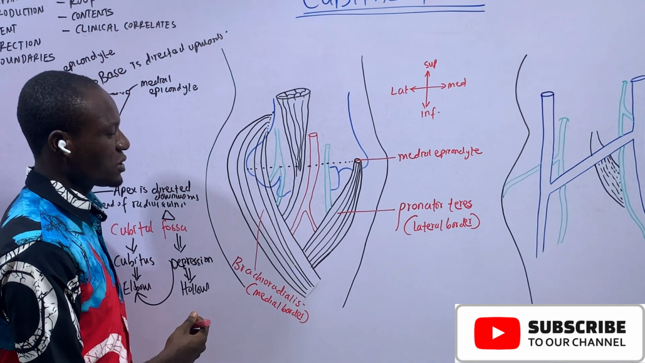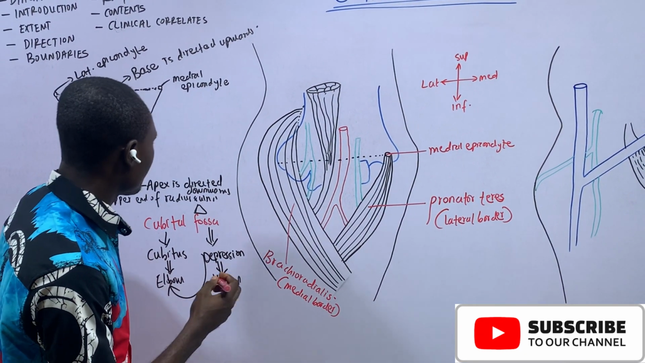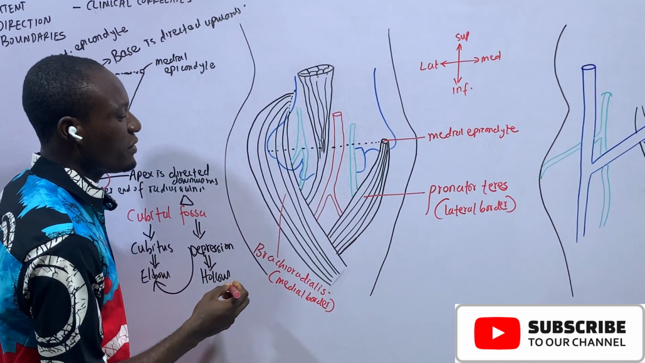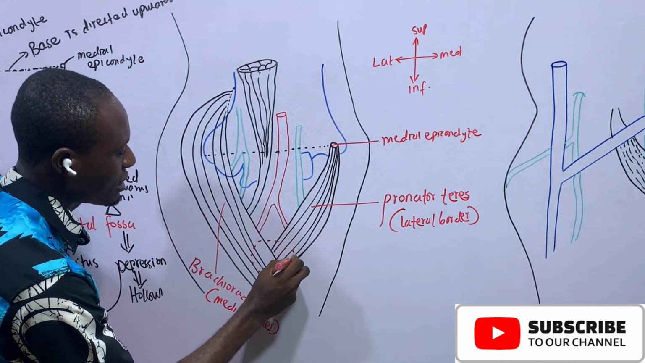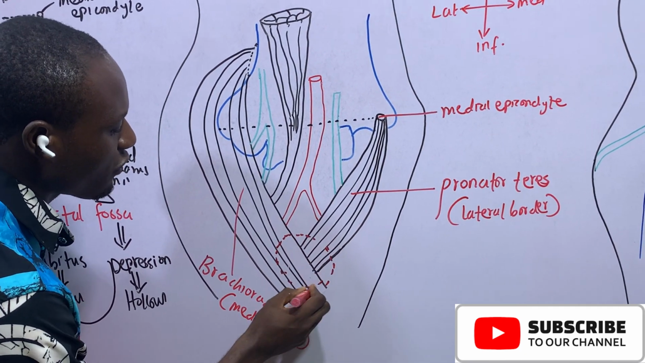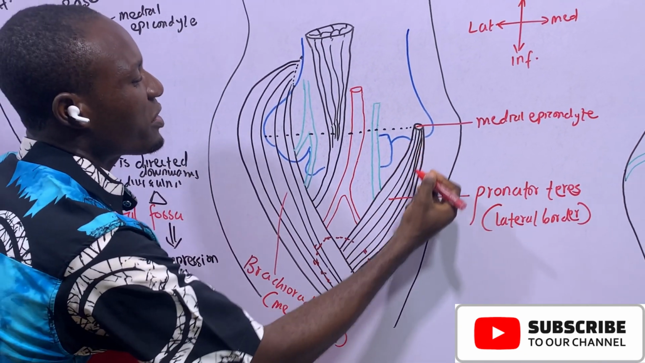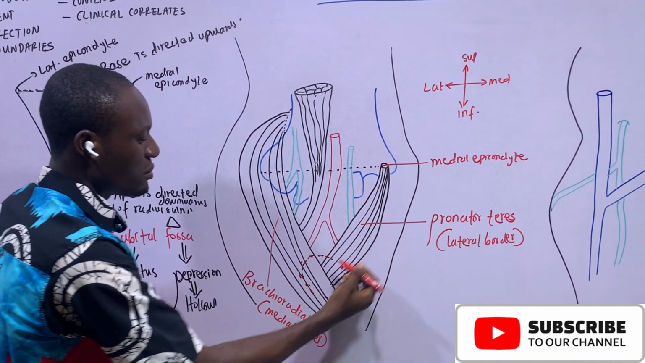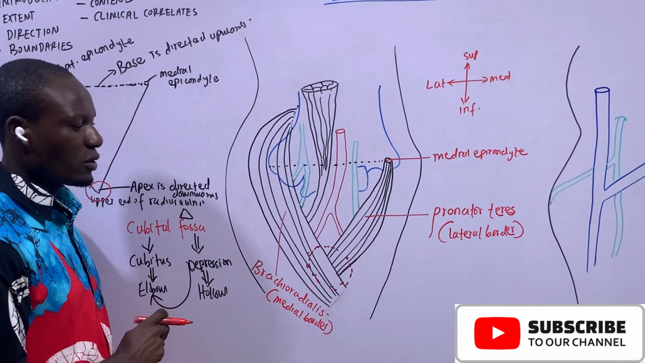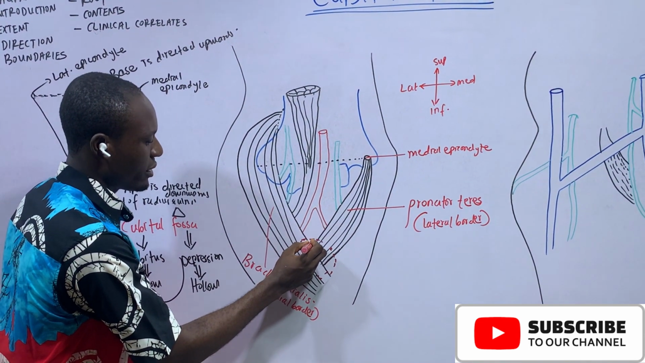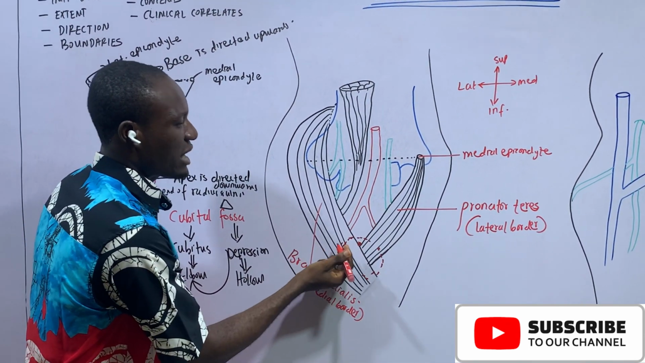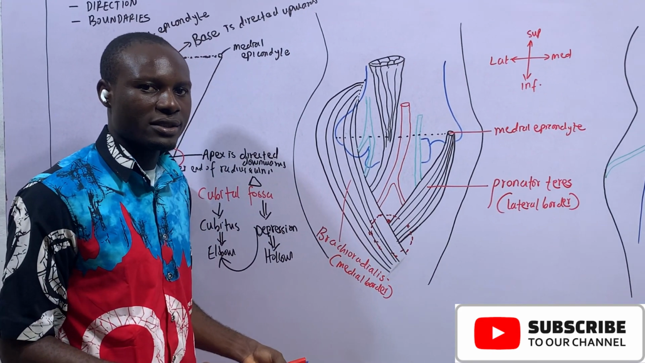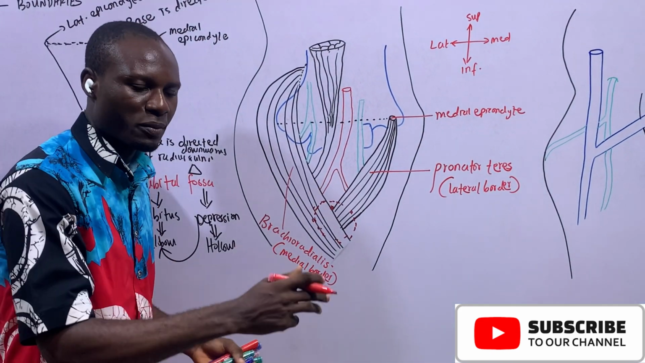of the cubital fossa. Okay, how about the apex of the cubital fossa? This point right here. The apex of the cubital fossa is simply formed by the meeting point, the point of union of the pronator teres and the brachioradialis muscle. So where these muscles meet marks the apex of the cubital fossa. You can see the apex right here. At the apex, the brachioradialis overlaps the pronator teres.